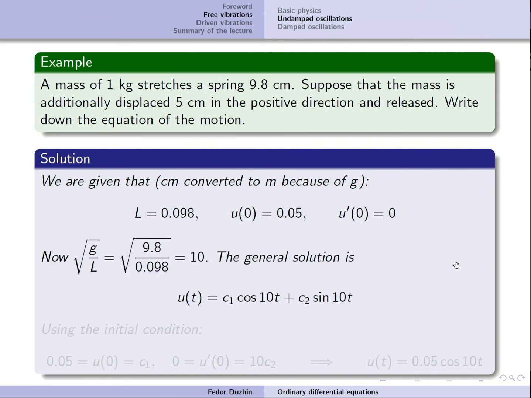And then we just write down the specific constants, mix everything together, and that's our solution. So with a given initial condition, we can find the constants, and hence the final answer is 0.05 cosine of 10t.